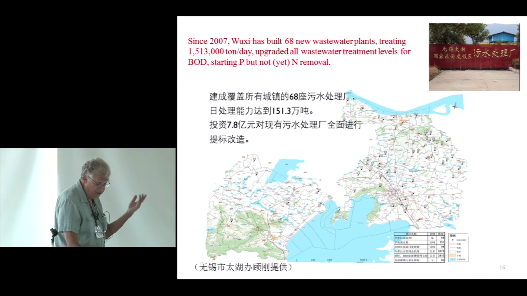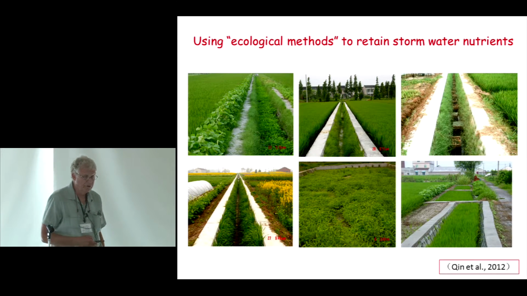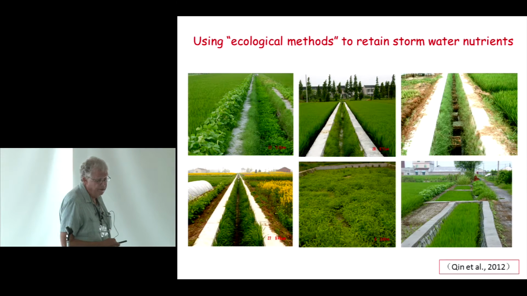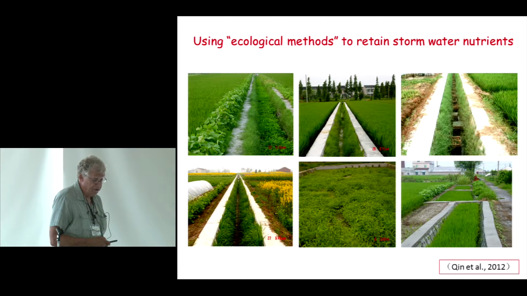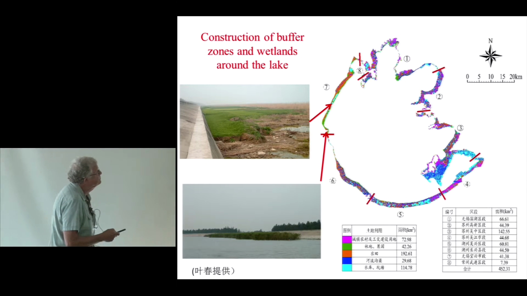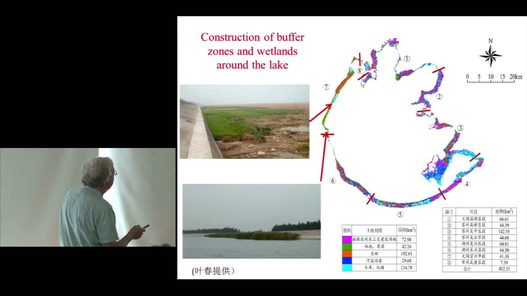And this is essentially part of the big plan for Taihu in terms of reducing nutrient inputs. Using ecological methods to retain the nutrients, particularly from stormwater but also from agricultural sources, using buffer zones is a strategy that's being used in the Taihu Basin. Construction of wetlands around the lake. You can see that there are different places where wetlands can be established around the lake.